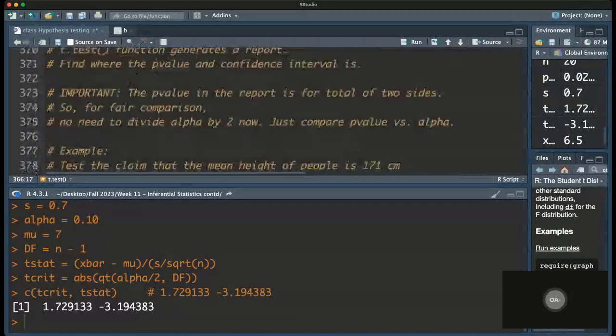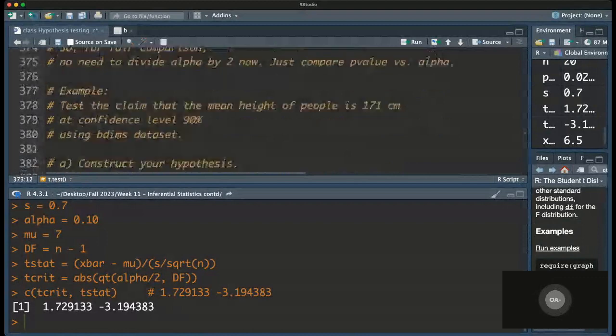One important thing here: so far with our t-test and z-test, we divide our alpha by 2. In this case, we don't need to divide our alpha by 2 because the p-value in the report is for the total of 2 sides. So just something to bear in mind.